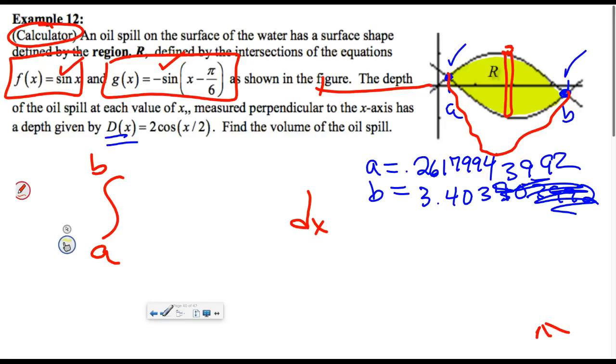F of x is just the top function. It's not a dimension of my slice. F of x minus g of x will give me one of the dimensions of the slice. It'll give me, for lack of a better term, the length of the slice, right? So why can I call it f of x minus g of x? Because they did. Now, if you call it y1 minus y2, you better define it somewhere so you cover your butt on that.